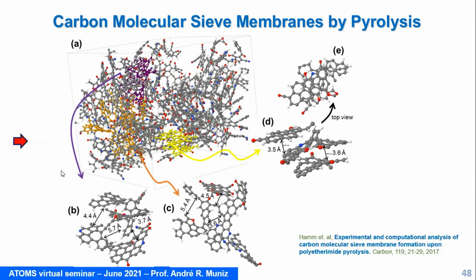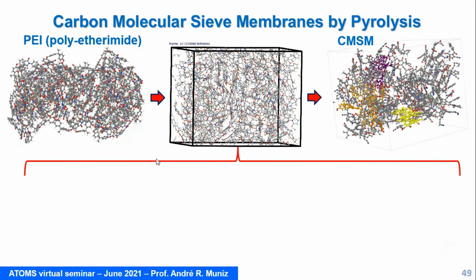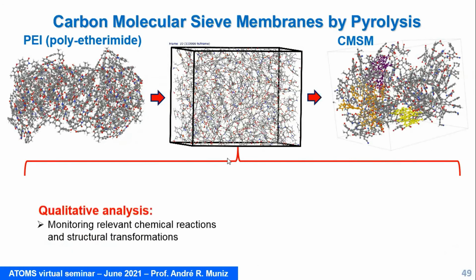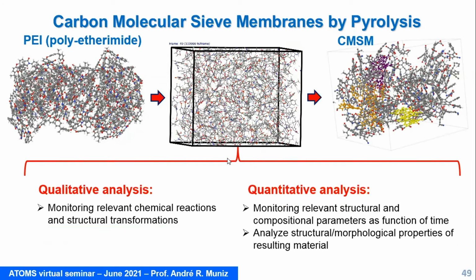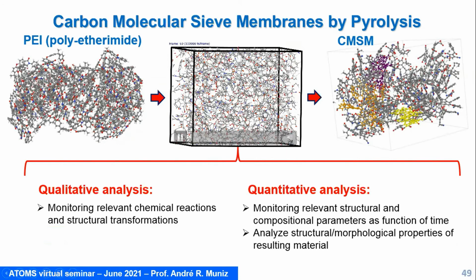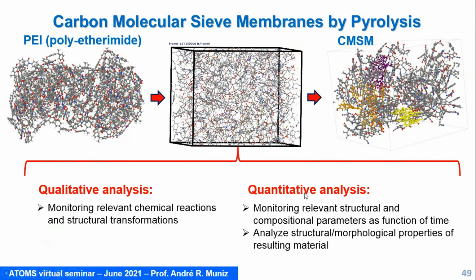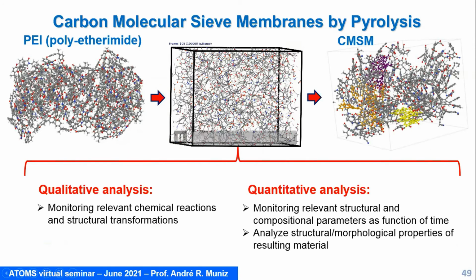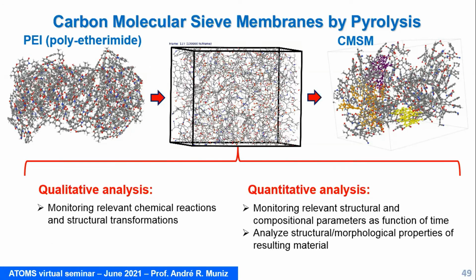And now this is an image of our first study. What we're doing now is a more comprehensive analysis of this phenomenon. So we are using post-processing tools to analyze what's going on, both from a qualitative and a quantitative point of view. From the qualitative point of view, we are monitoring what are the most relevant chemical reactions that are happening here and the structural transformations. In terms of the quantitative analysis, we can monitor the relevant structural and compositional parameters as a function of time, and analyze as well the structural and morphological properties of the resulting material.